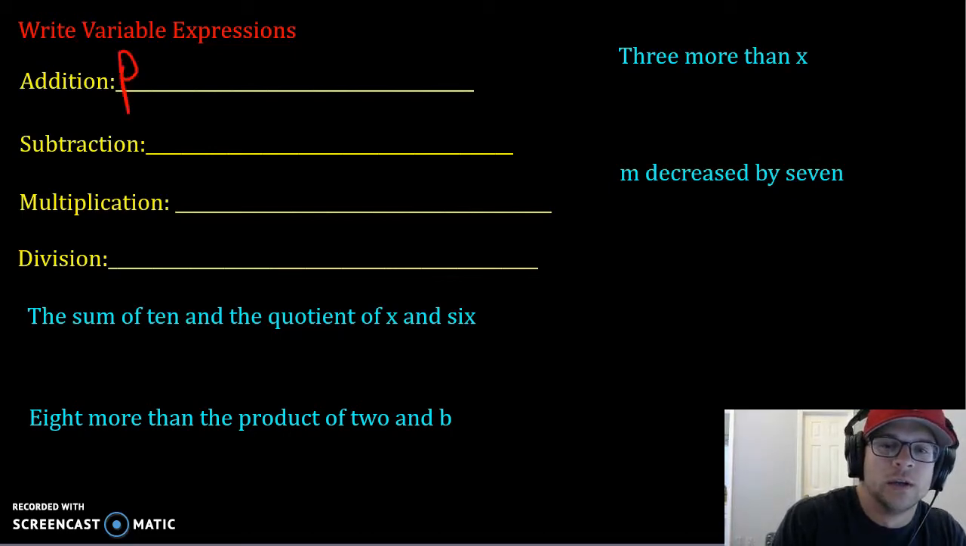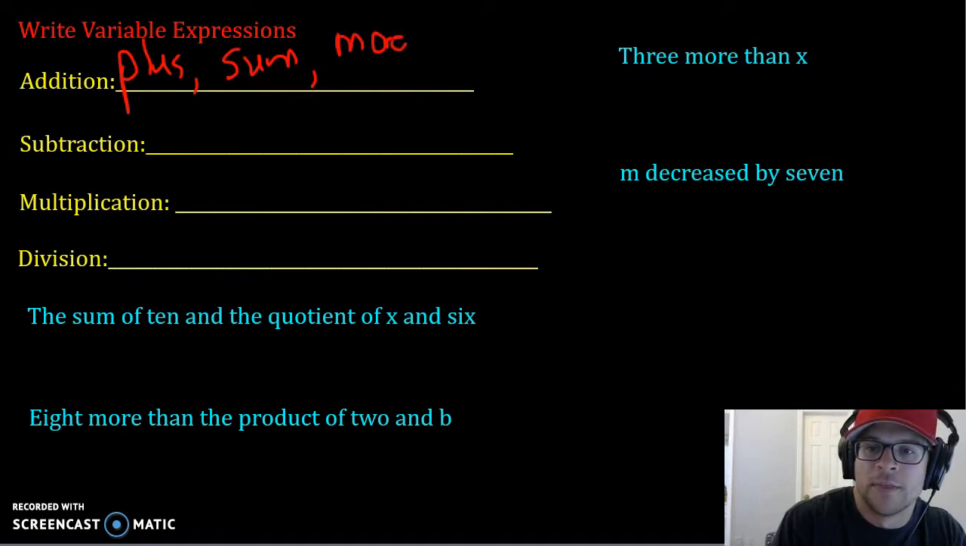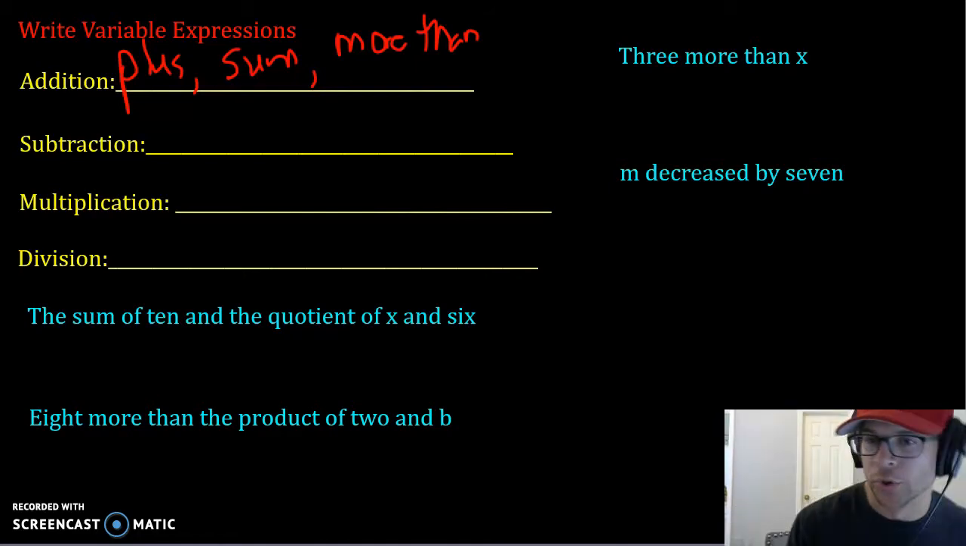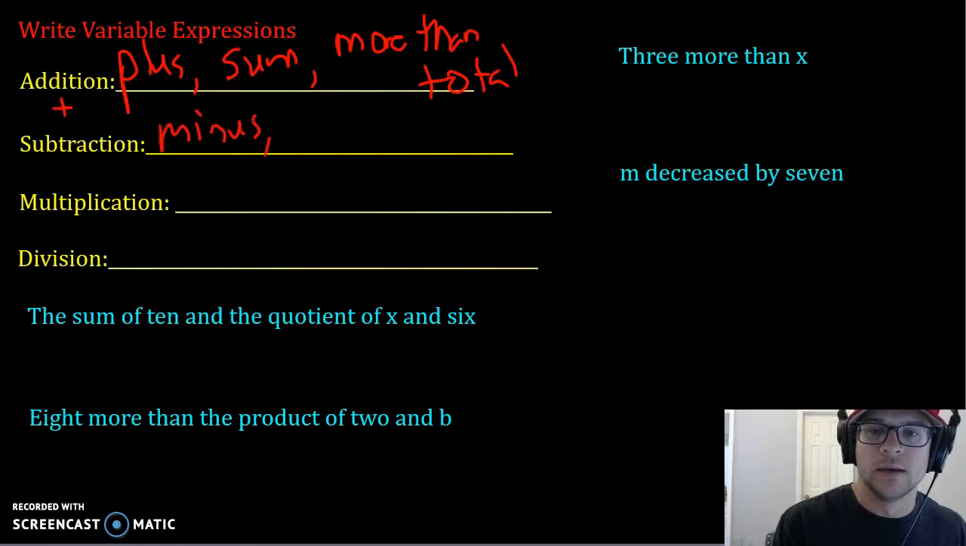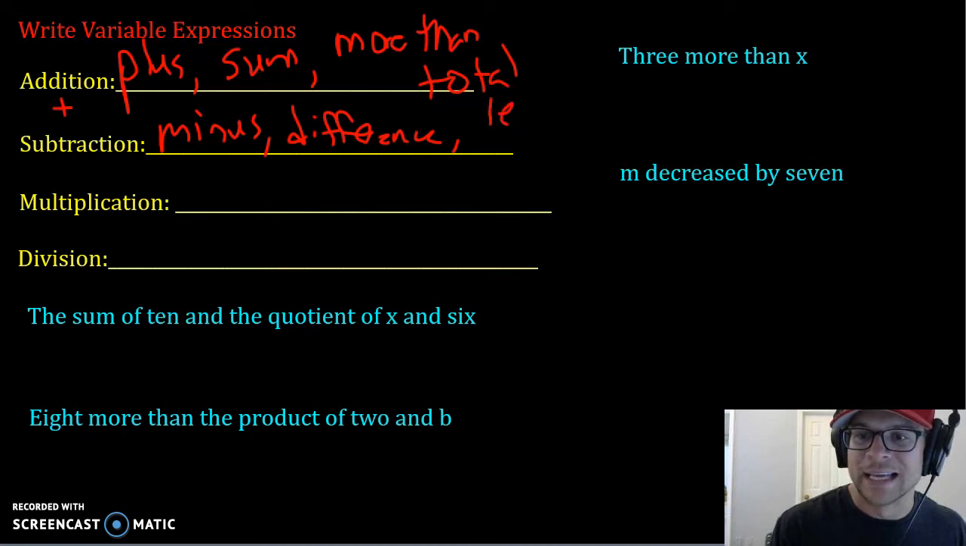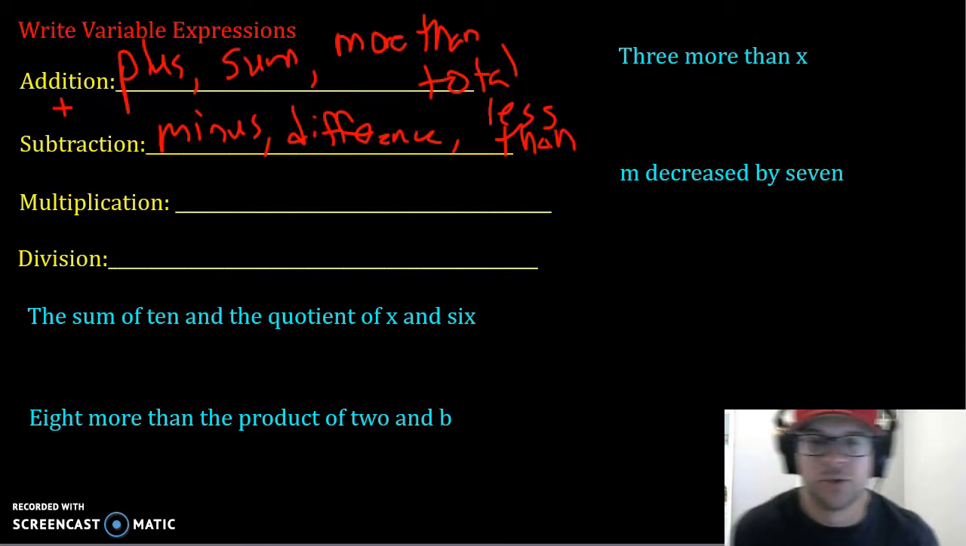For addition, it also means plus. It also means sum. And you may also see other phrasing like more than, or increased by, or total. There could be some other ones that you may see. All of these words just mean you're using the addition symbol. Okay, subtraction is minus. You may also see difference, the difference of. And then you may see less than. If one thing is less than another, that means you're using subtraction.